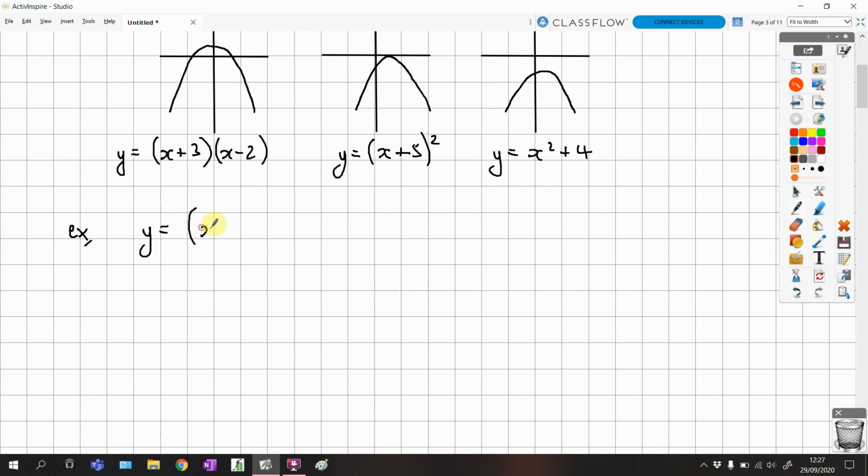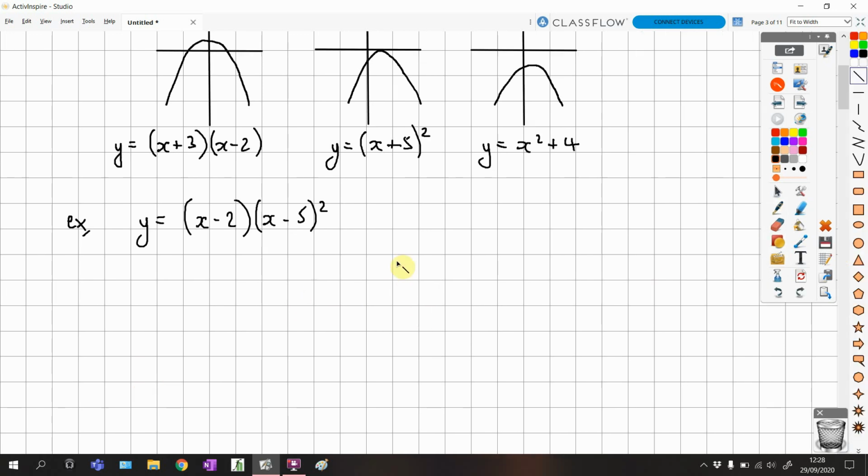Suppose you had this curve here. Y equals x minus 2 bracket x minus 5 all squared. And remember, this could have been given to you in expanded form, and you would have used the factor theorem to find a factor. You would have then used algebraic division to factorize it fully. We would now be at this point and trying to interpret what it looks like.